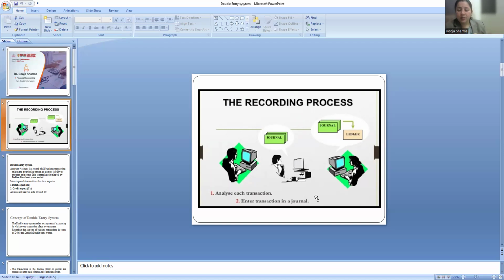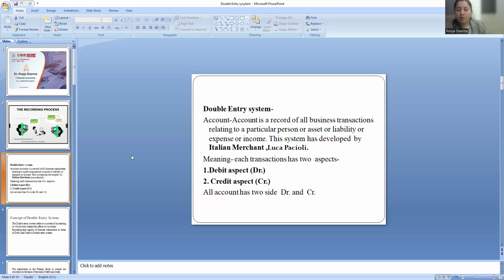The double entry system is basically used to record the transaction in the journal. How can we record the transaction in the journal? On the basis of the double entry system. So let's start about the double entry system. What is the double entry system? It's a recording process which is used to record the transactions.